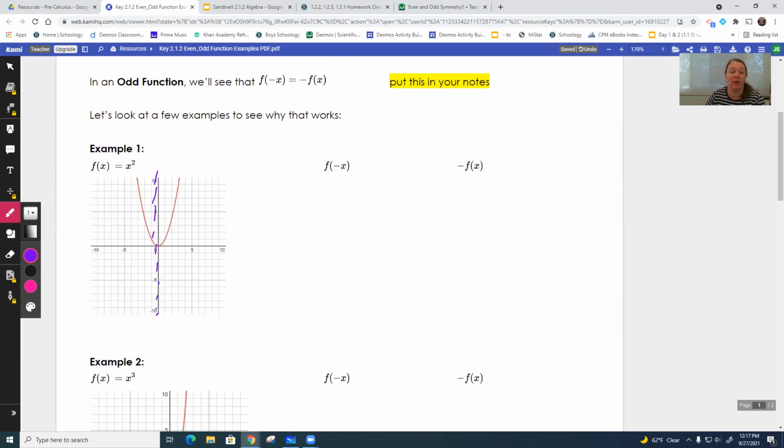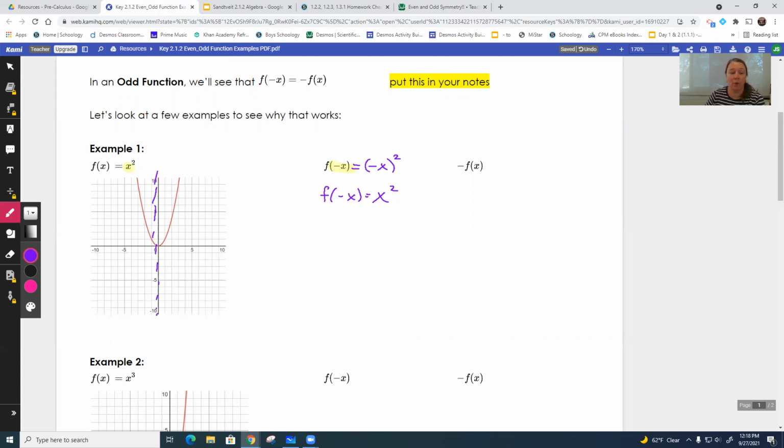So f of negative x, remember, means that in the f rule, in place of x, we're going to substitute in negative x and simplify. So in place of this x, I'm going to put in negative x. Notice I'm putting it in parentheses, and square it. So that's f of the opposite of x. Now when I square a negative, it comes out to be positive x squared. So do you see how the original function is equal to f of the opposite of x?